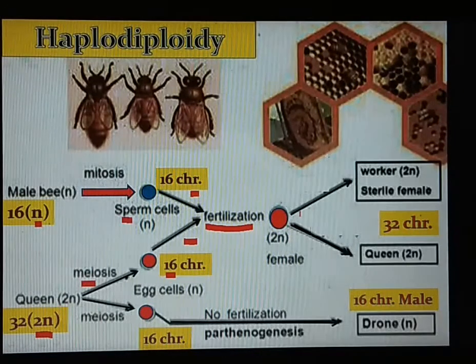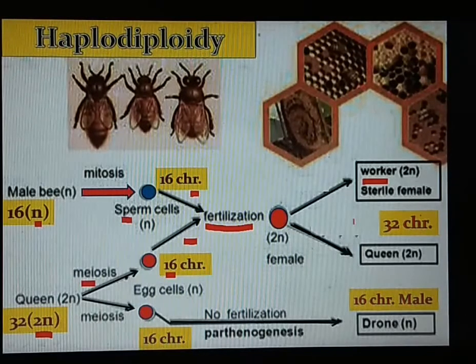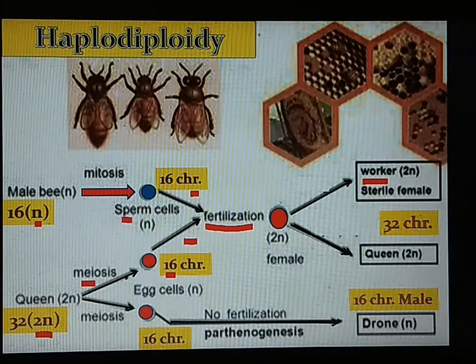So fusion of this male and female gamete, that is sperm and egg, will give the zygote that will develop into either the female that are sterile. Sterile means they cannot produce any gametes. So those are called sterile worker bees, or sterile females. Okay. So these females will have 32 chromosomes. Why? Because there is the union of male and female gamete. So therefore these females will be diploid, right? So the sterile females, or worker bees, will have 32 chromosomes here.